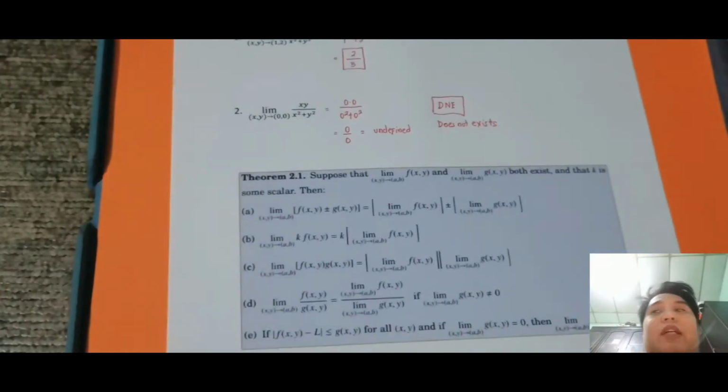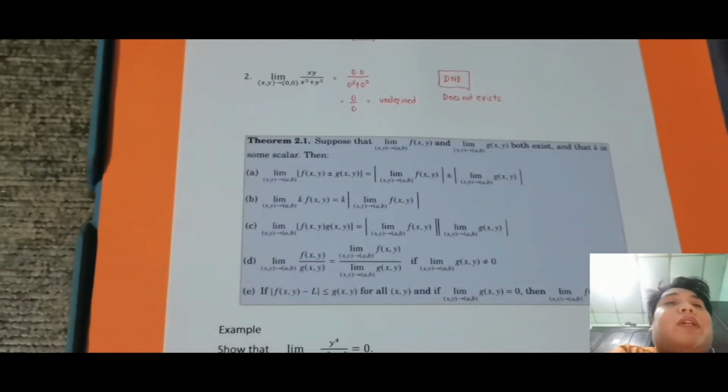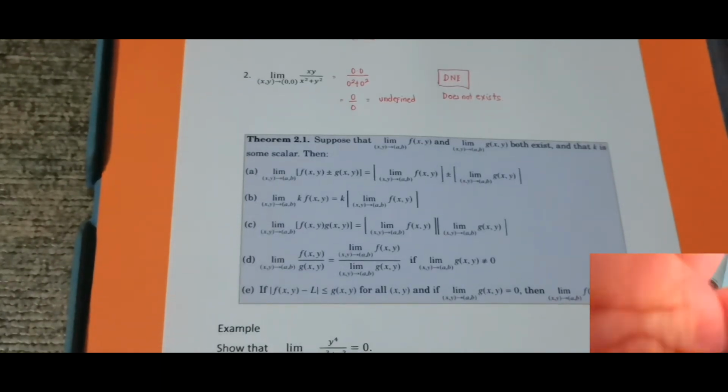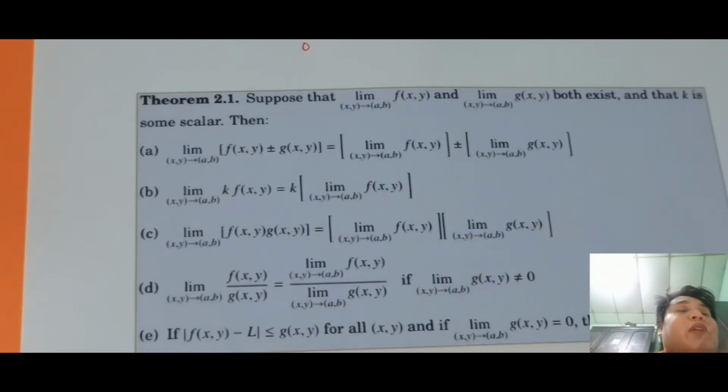Okay, so proceed tayo dito, no? So again, ganoon lang kadali siya actually. So next is we have the theorem. So theorem 2.1: suppose that the limit of f of x comma y as x comma y approaches a comma b, and the limit of g of x comma y as x comma y approaches a comma b both exist. Since the term both exist, meaning hindi sila DNE. And that k is some scalar.